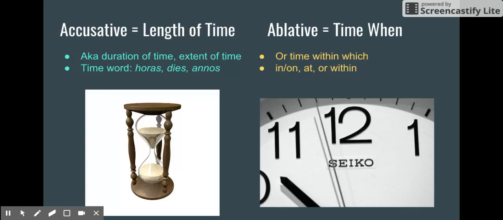So just to summarize, again, the accusative is length of time. So it shows us for how long something happened. It's going to have a time word in the accusative without a preposition, and we're going to translate it for. The ablative is time when, so it tells us when, at what time, or within what time frame something happens. It's an ablative time word without a preposition, and it's translated in or on, at, or within.